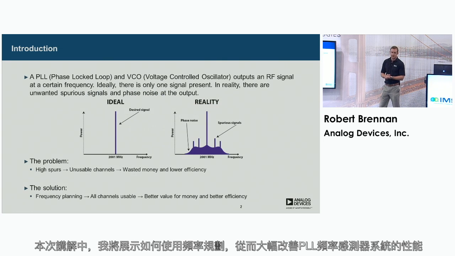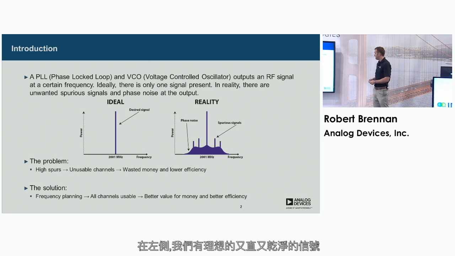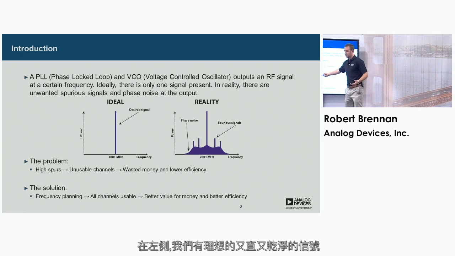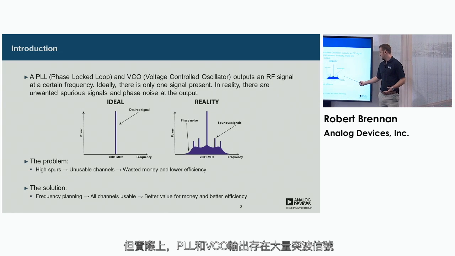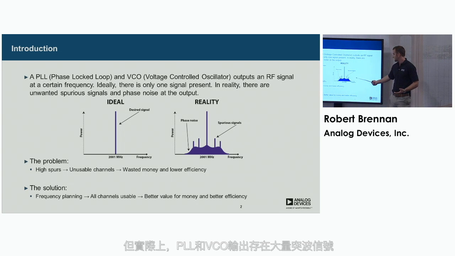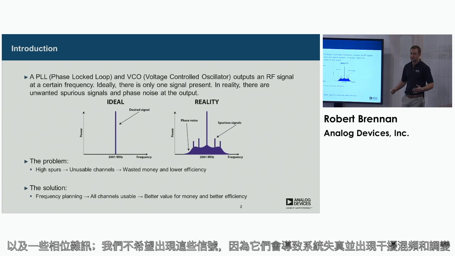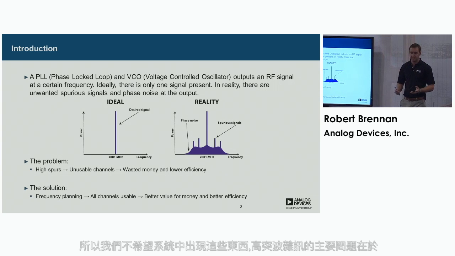So in this presentation I'm going to show you how we can use frequency planning to greatly improve the performance of a PLL frequency synthesis system. On the left here we have what we would ideally like, a straight, clean signal. But in reality, at a PLL or VCO output, we have a number of spurs or spurious signals and some phase noise, which is undesirable because they will result in system distortion and undesired mixing and modulation. Basically, you don't want them.